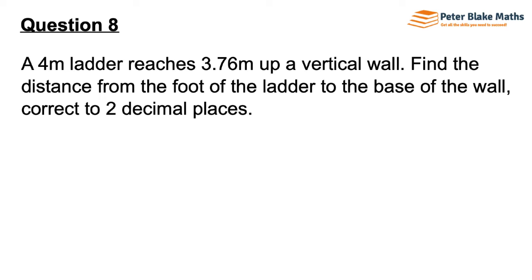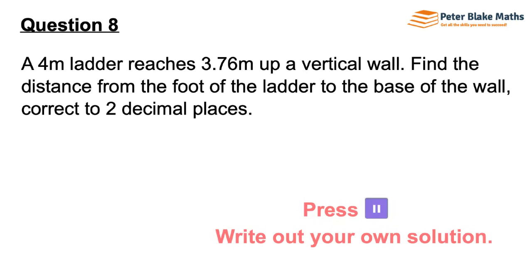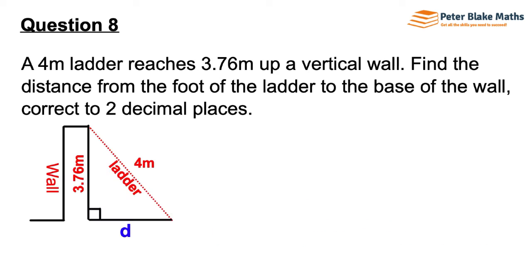Question 8. A 4-meter ladder reaches 3.76 meters up a vertical wall. Find the distance from the foot of the ladder to the base of the wall, correct to 2 decimal places. We're going to have to carefully draw a diagram here. We've got a 4-meter ladder, which we've got in the dotted red line position there. 4-meter ladder reaching 3.76 meters up a wall.